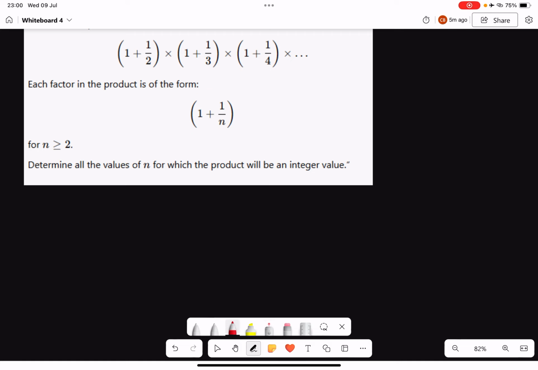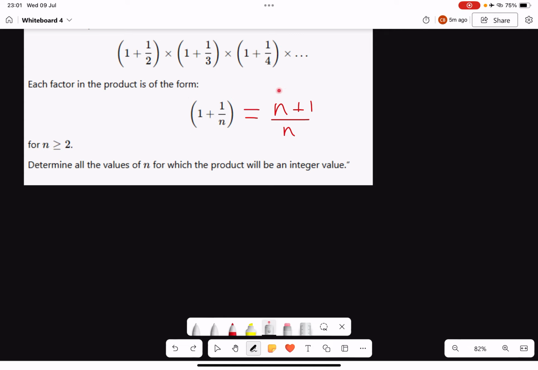I need you to note this: this can actually be written as (n plus 1) over n. I basically made the denominator the same, so I multiply both top and bottom by n. So it is very, very important to note that this can be written in that form.